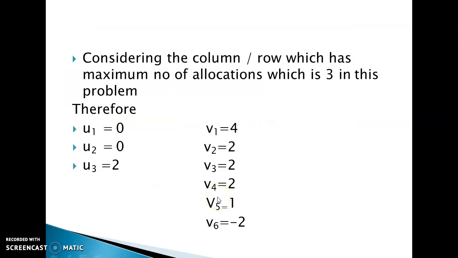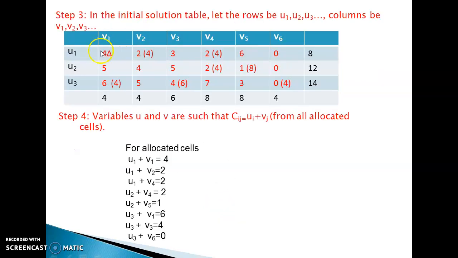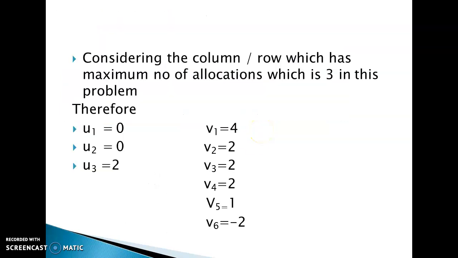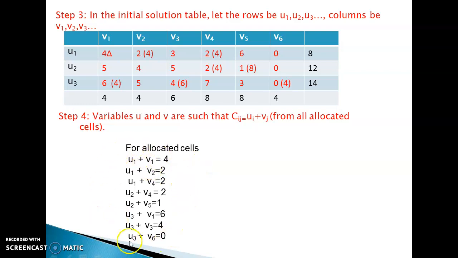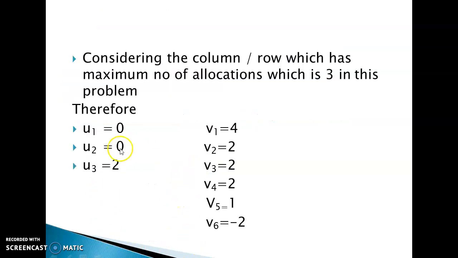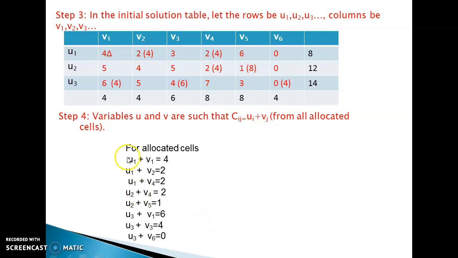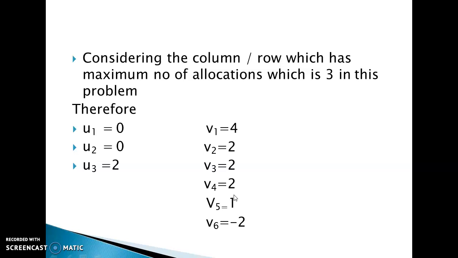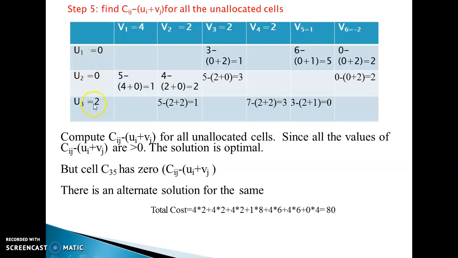Then you need to see the column or row which is having the maximum number of allocations. Now if I see here, my first row is having 3 allocations. All the other rows and columns have less than 3. That means I can assign the value of u1 as 0. Once I allot the value of u1 as 0, using these expressions, I can find all the values of u2, u3, v1, v2, v3, v4, v5, v6. If you substitute u1 as 0 here, you will get the value of v1. Similarly, you can find all the values. Once you get all of them, just note down the values of u1, u2, u3, v1, v2, v3, v4, v5, v6 here.